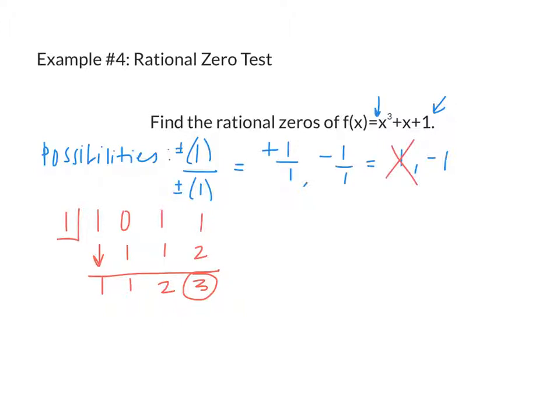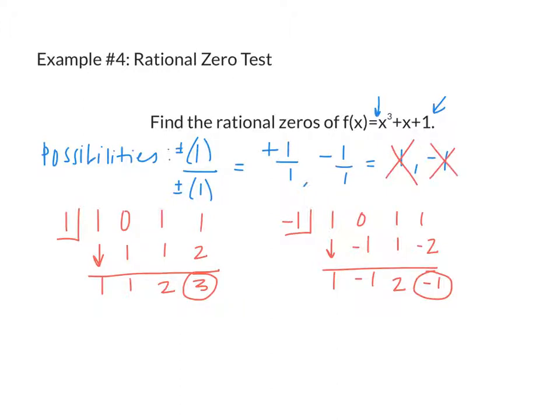Okay? Now we're going to test negative 1 using our same coefficients. Here we go. Negative 1 times 1 is negative 1. 0 plus a negative 1 is negative 1. Negative 1 times negative 1 is 1. 1 plus 1 is 2. Negative 1 times 2 is negative 2. 1 plus negative 2 is negative 1. Again, because our last number is not 0, then negative 1 is not a 0 of this function.